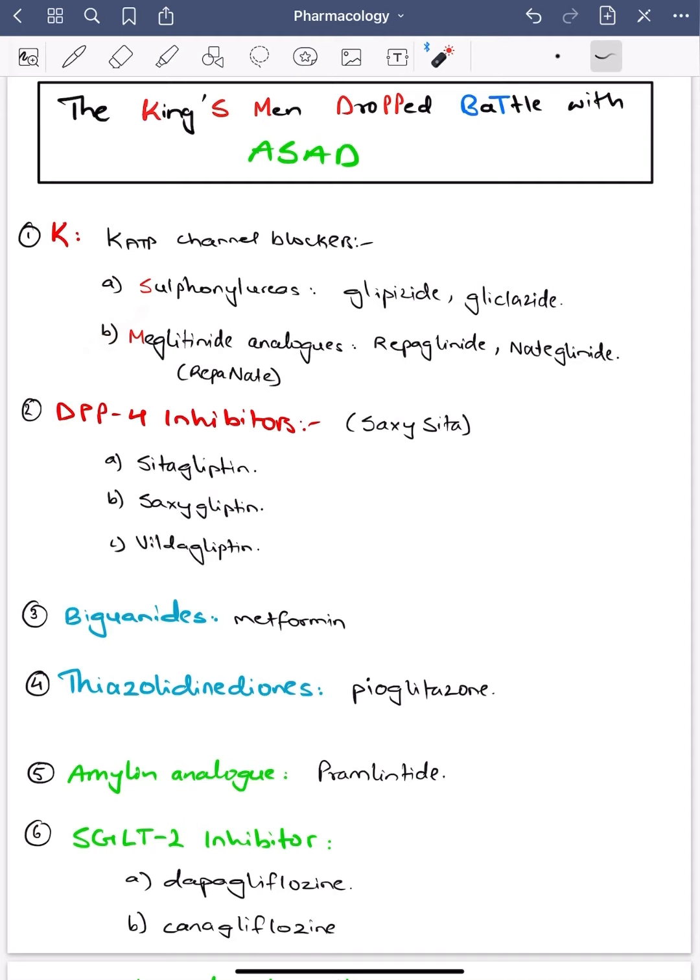Now sulfonylureas, we have two simple examples: glipizide and gliclazide. Under meglitinide analogs, just remember repanate: repaglinide and nataglinide. So these are the ATP sensitive potassium channel blockers. Again, sulfonylureas like glipizide and gliclazide, and meglitinide analogs like repaglinide and nataglinide.